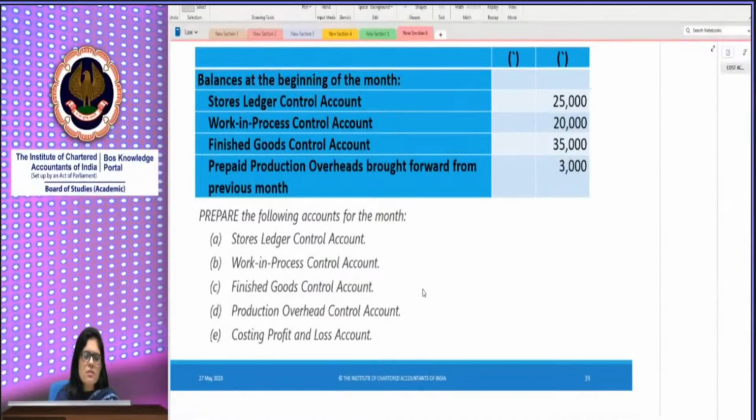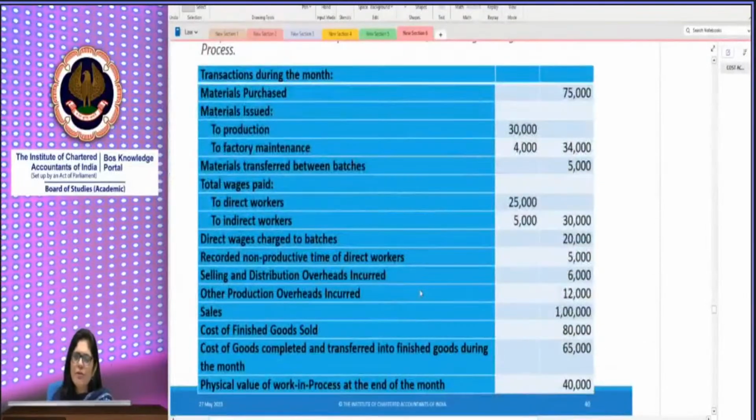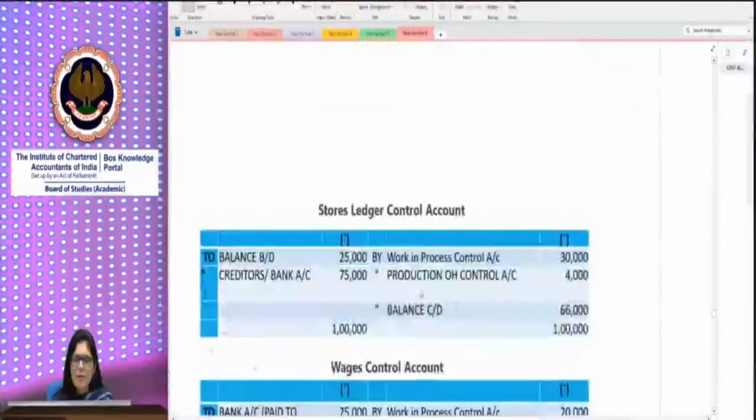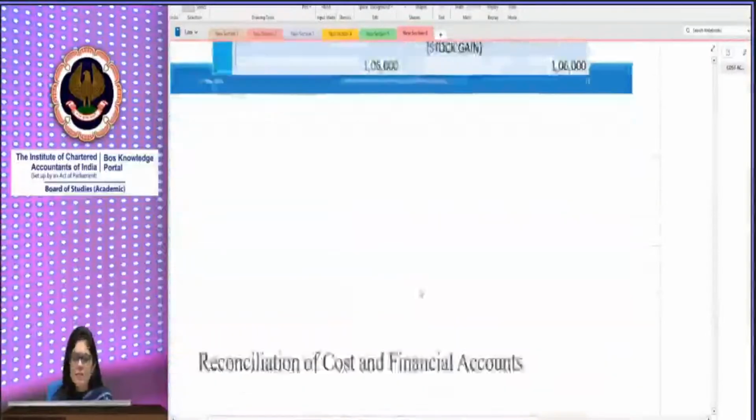Vaishali, closing stock, if it's there, will automatically be reflected in the account. It will be the balance carried down for the finished goods control account. So if closing stock is nil, that means there will be no balance carried down in finished goods control account. Everything will be transferred to cost of sales. Okay. So you can practice this question once you get the presentation.